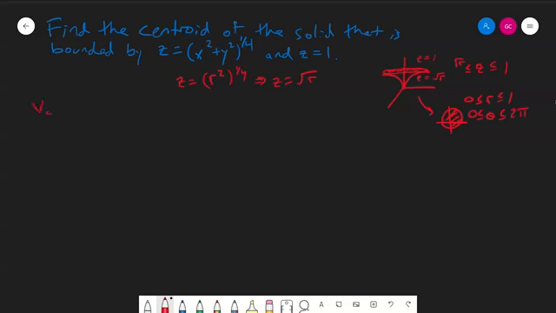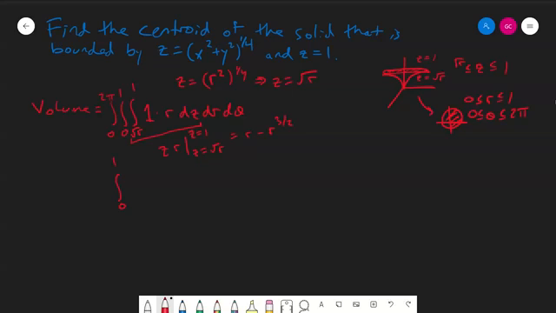So let's find the volume. The volume is the triple integral of 1 dV, and dV, remember, is r dz dr d theta when you're working with cylindrical coordinates. z goes from root r to 1, r from 0 to 1, and theta goes from 0 to 2 pi. So on the inside, we get z times r from z equals root r to z equals 1. So that's r minus r root r, which is the same thing as r to the 3/2.